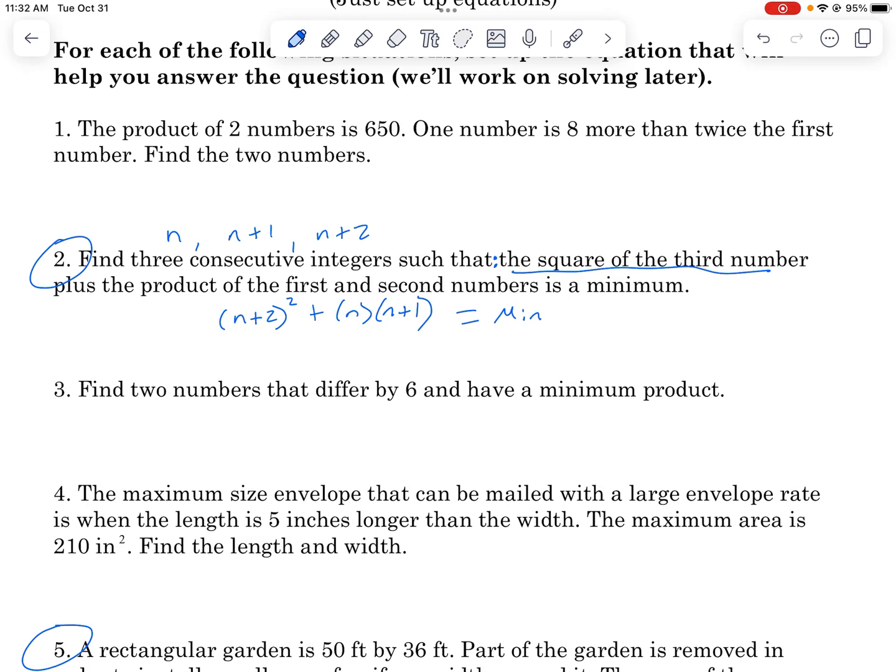We don't know what the minimum is. If we knew the number, say the minimum number was like -2 or the minimum number was 5, we could put that number there, but we don't know what it is right now. We will learn how to get maximums and minimums later. But for now, this is going to be our equation.